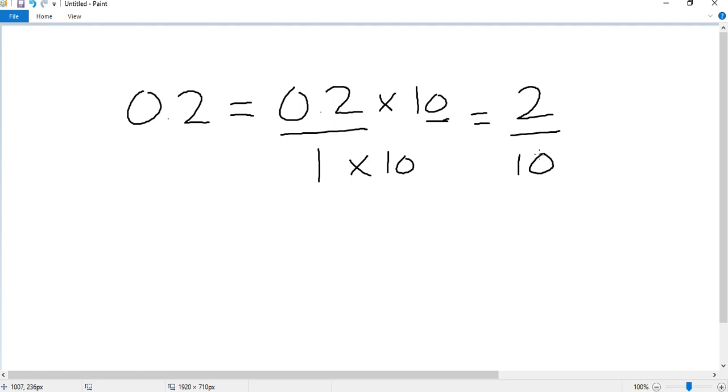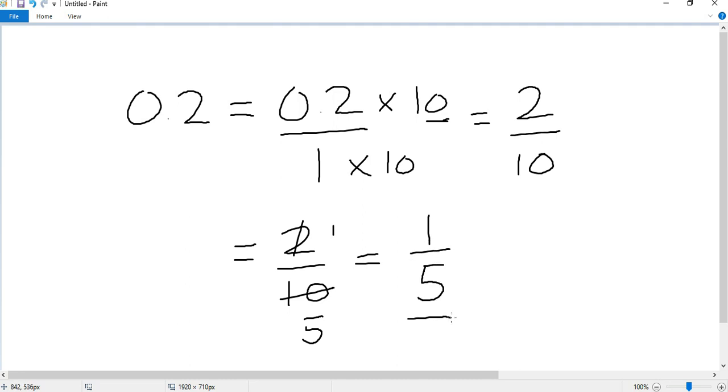Now we can also simplify this fraction, right? If you know how to simplify fractions. So 2 over 10. Okay, 2 goes into 2 one time and 2 goes into 10 5 times, right? Because 5 times 2 is 10. This means we have simplified the fraction 2 over 10 to 1 over 5, and that's the answer. So we have converted the decimal number 0.2 to a fraction which is 1 over 5 after simplification.